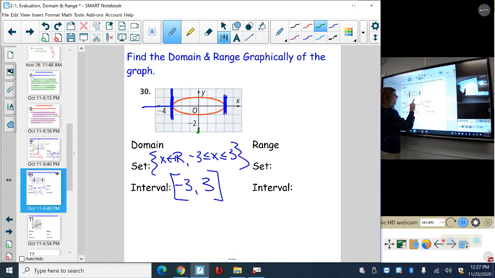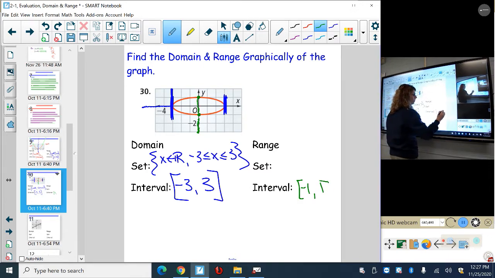Okay, so let's change colors here. And now I'm on the y-axis, and when do I run into this? I run into it right here, and that y value is going to be -1. And then when do I stop running into it? I stop running into it there at +1.